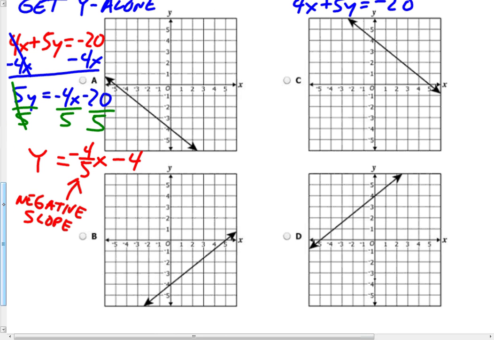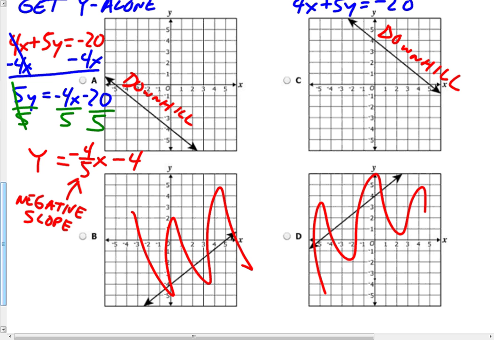The work is done. Now you just look at your choices of graphs. Which of these graphs are downhill? C and B. So this is downhill, right? Is this one downhill? So, cross those out.